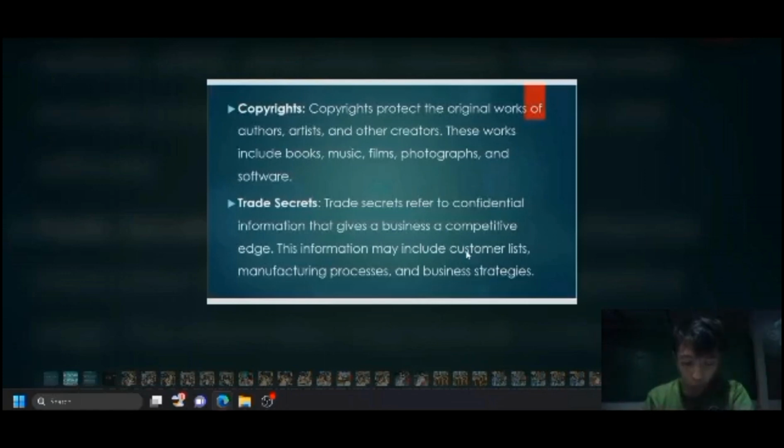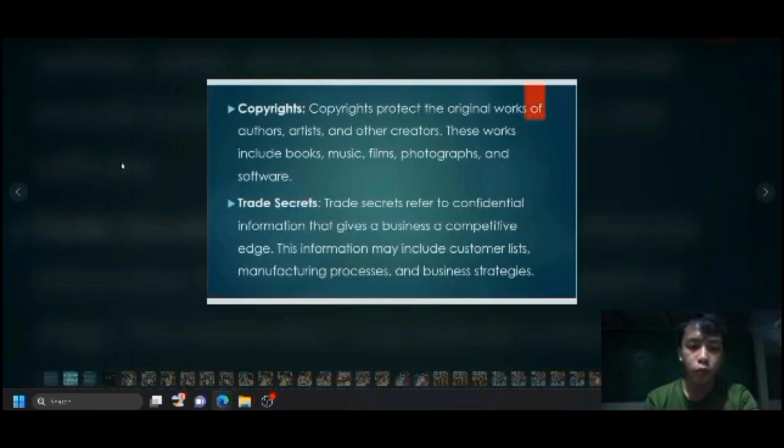With copyrights, we need to cite the source, references, or praise the author to avoid plagiarism. Second is trade secrets. Trade secrets refer to confidential information that gives a business a competitive edge. This information may include customer lists, manufacturing, processing, and business strategy. For example, business strategy is implementing tactics to reach and engage the customer effectively.